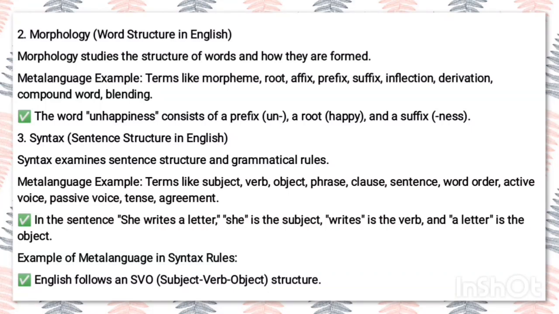Next one is morphology. It studies how words are formed and structured, and analyzes the components that make up a word. In metalanguage, the first example is morpheme, the smallest unit of meaning in a language. We use terms like root, prefix, suffix, and inflection. For instance, the word unhappiness consists of three morphemes: un, prefix; happy, root; and ness, suffix. The process of forming new words by adding affixes, prefix, suffix, for example, adding the suffix ness to happy forms happiness.